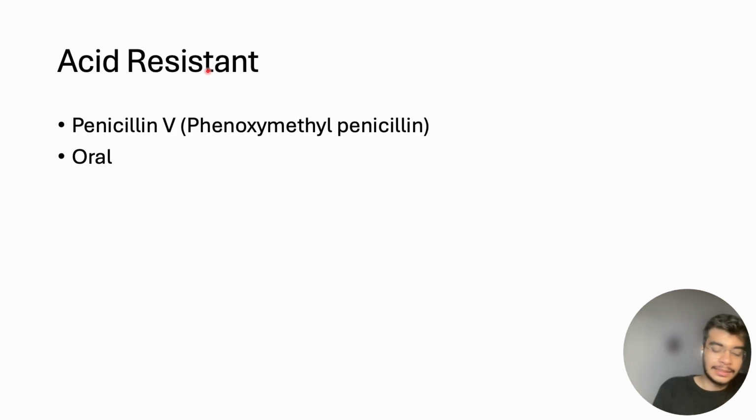First in the group is acid-resistant penicillin. Acid-resistant penicillin is penicillin V or phenoxymethyl penicillin. It is given orally, so it is not acid labile. The patient can self-administer it.